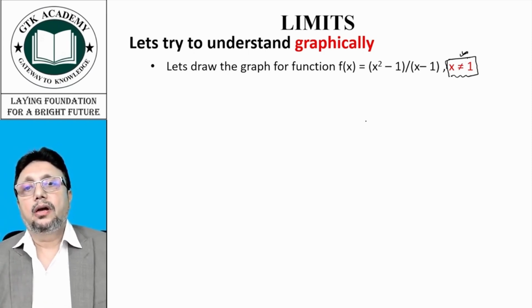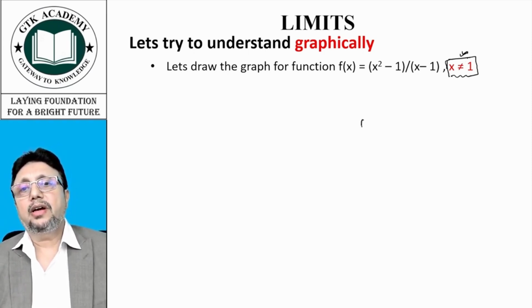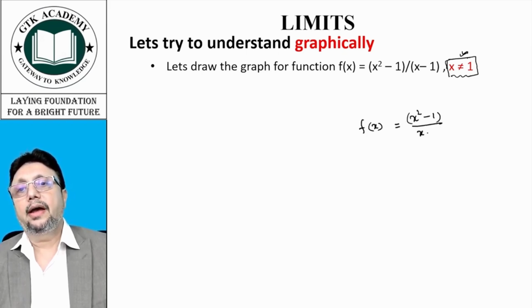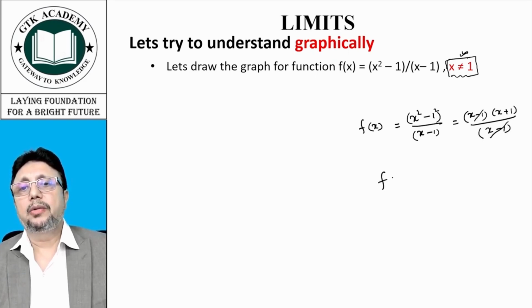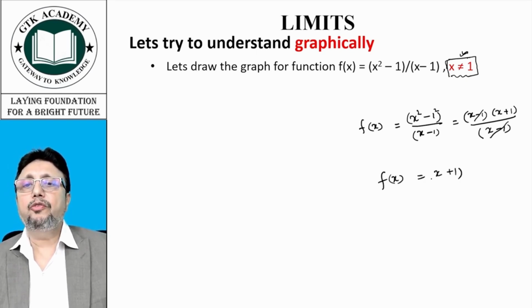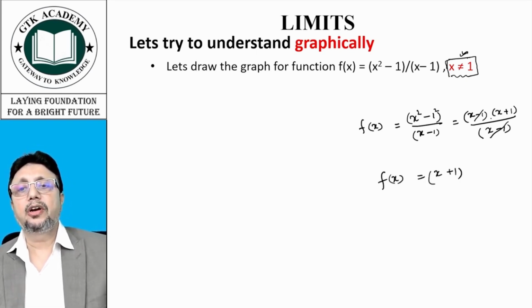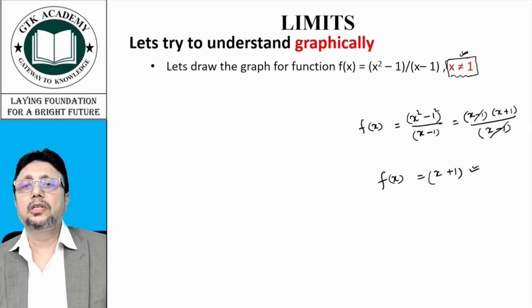Now, you can write like that: f(x) is equal to (x square minus 1) upon (x minus 1), which is equal to, you can write 1 as 1 square, (x minus 1)(x plus 1) upon (x minus 1). This will get cancelled out. That means f(x) is equal to x plus 1. So if you cancel out this x minus 1 from numerator and denominator, the function assumes this form.